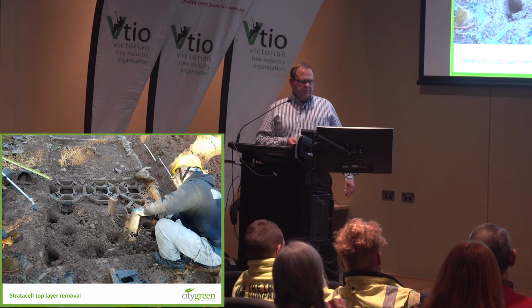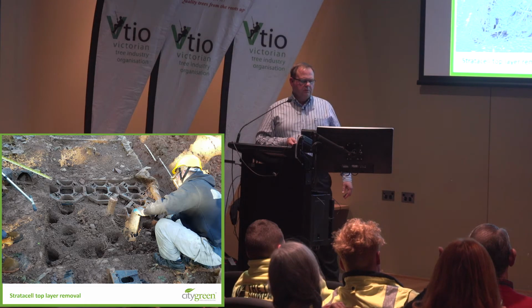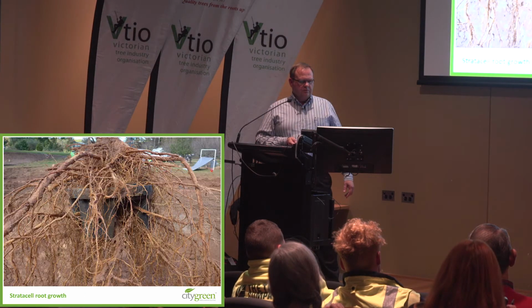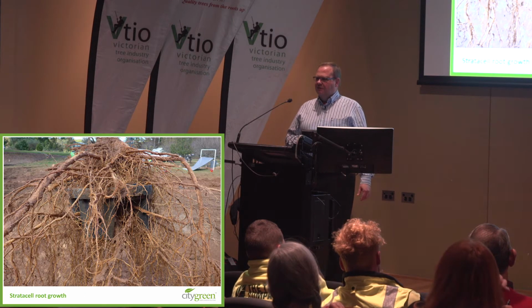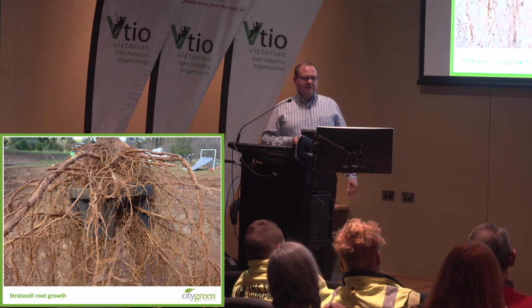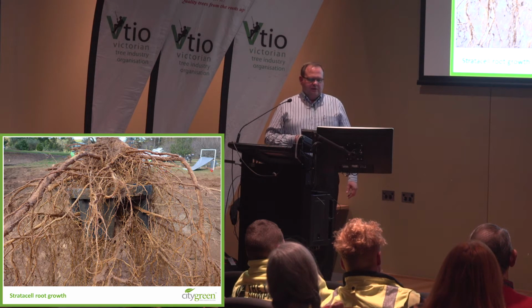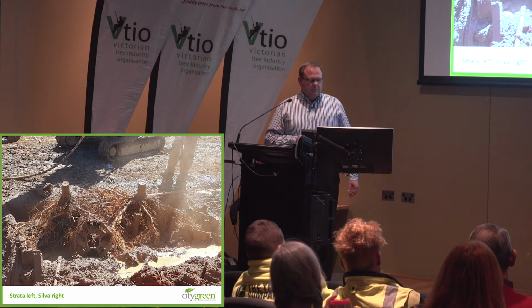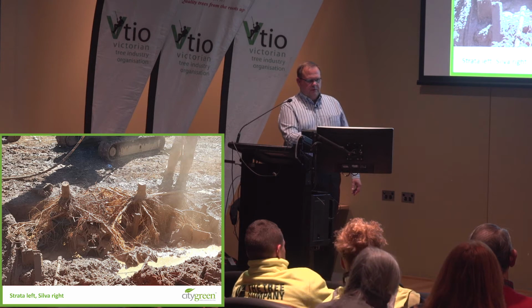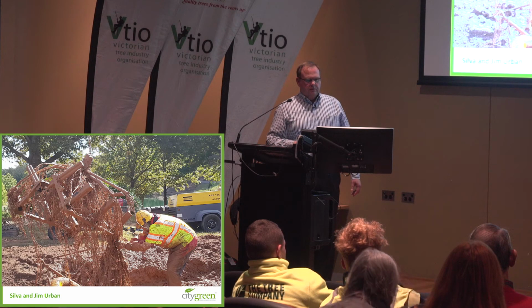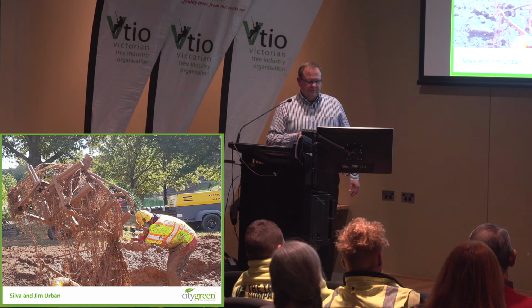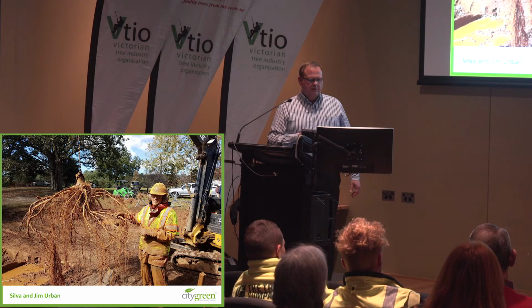They used a couple of our systems. This is an earlier one. This is the strata cell system. Those roots grew everywhere, as you can see. In some cases, they had to cut the things out. This is another system here with posts. That's James Urban there.